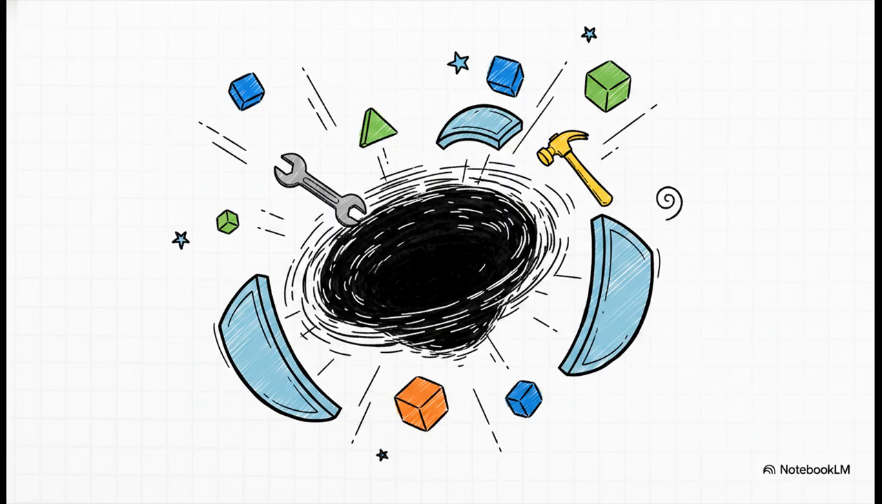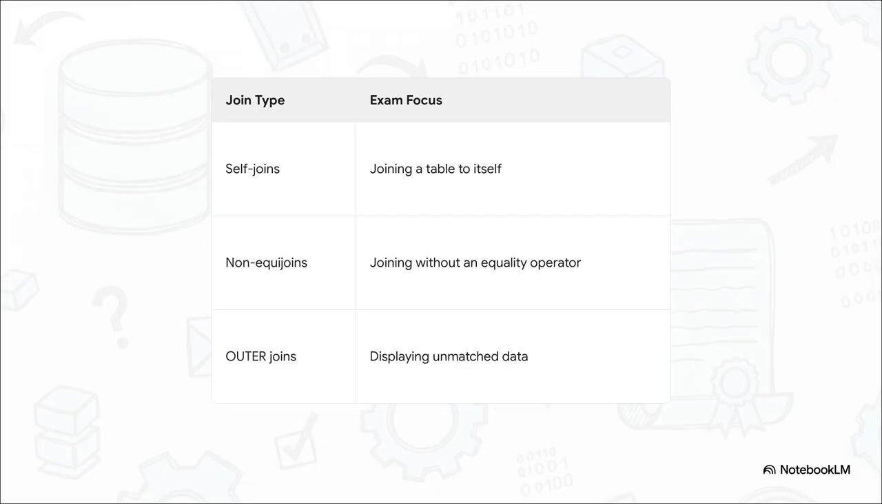You'll need NVL to convert a null into an actual value, NULLIF to compare two expressions, and COALESCE to snag the first non-null expression in a list. Think of these functions as your ultimate shield against really annoying null-related bugs. Next up, SQL joins. They are notoriously tricky. Everyone gets basic inner joins, but the blueprint pushes you way further. You've got to understand self-joins, where a table is literally joined to itself, which is perfect for stuff like employee-manager hierarchies.